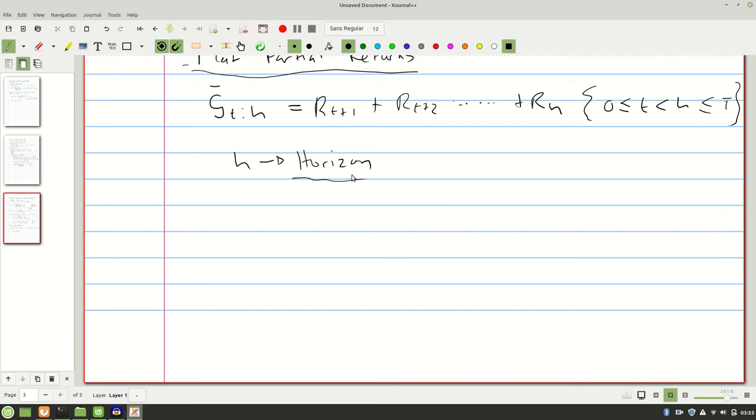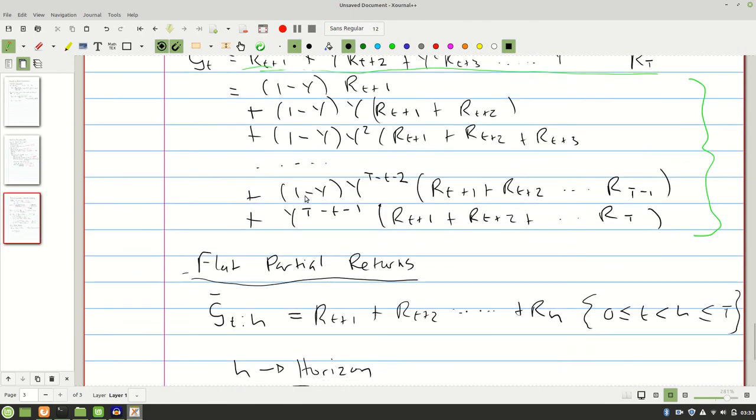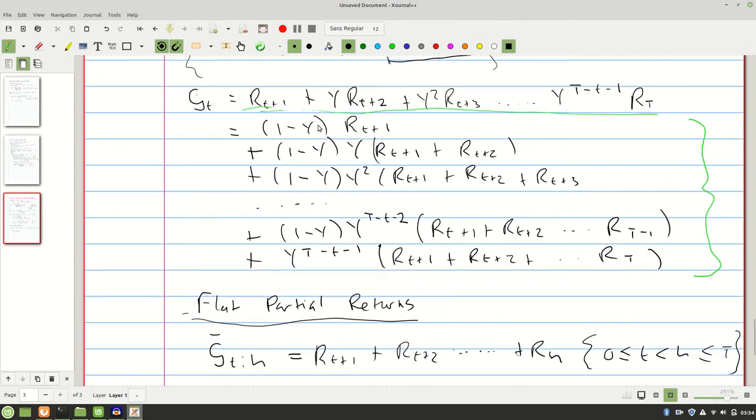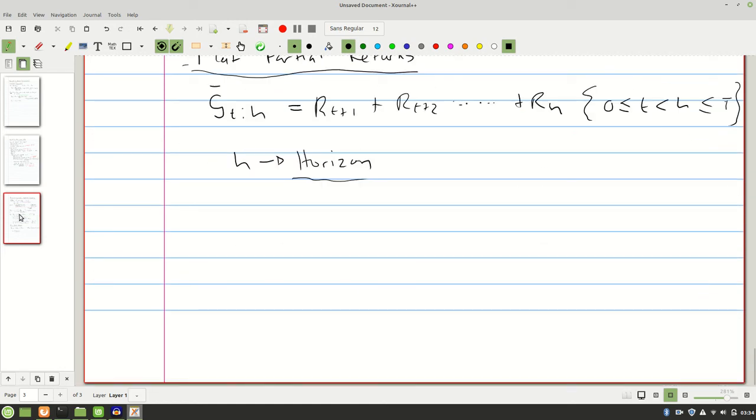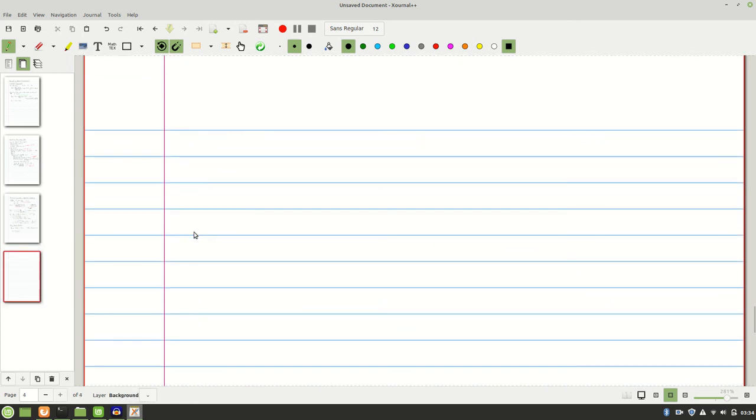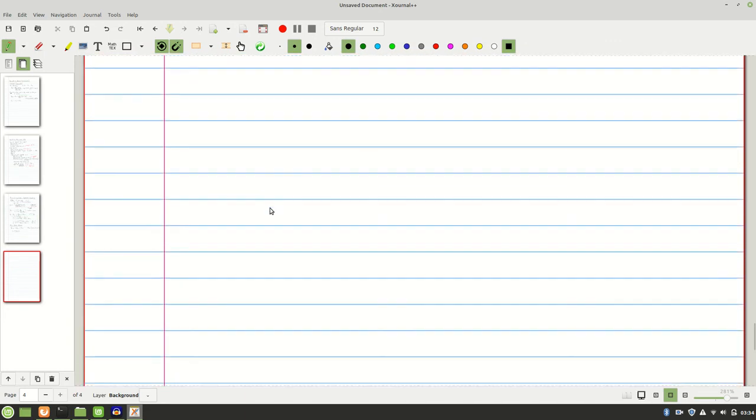So now we need to scale the flat partial returns by an importance sampling ratio that is similarly truncated. We need to truncate the importance sampling ratio like we did in this example, but we need a more general formula for doing that, because here we just showed an example where gamma was equal to 0. And we're going to be making use of this partial return equation that we showed over here. So let me just move on to the next page. So how are we going to do this? Let's rewrite this formula over here, but make it more general.